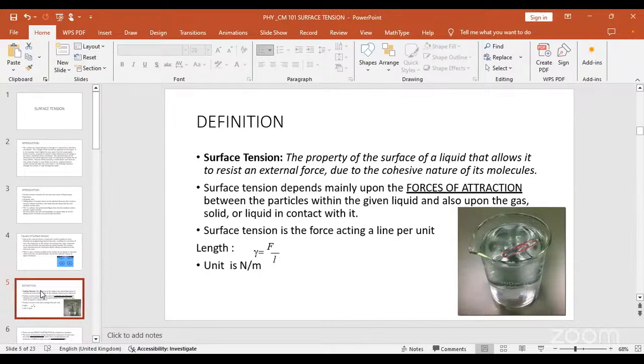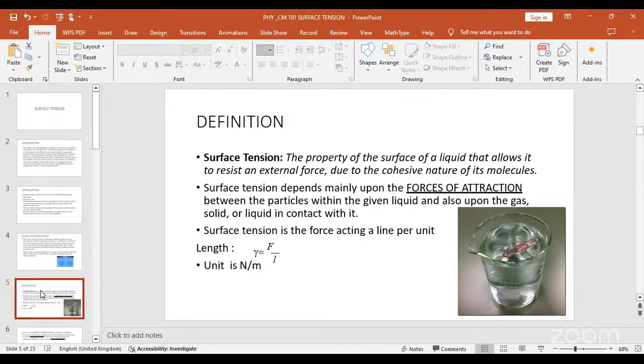So the surface tension definition: the property of the surface of a liquid that allows it to resist an external force due to the cohesive nature of its molecules. Okay, we have explained here that surface tension depends mainly on the force of attraction between the particles that are within the given liquid.